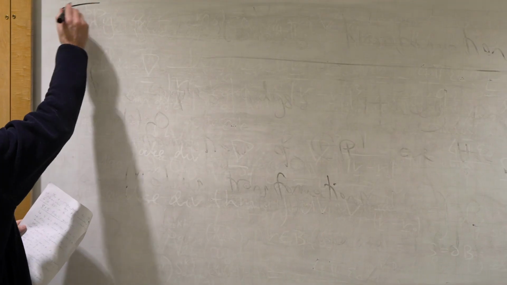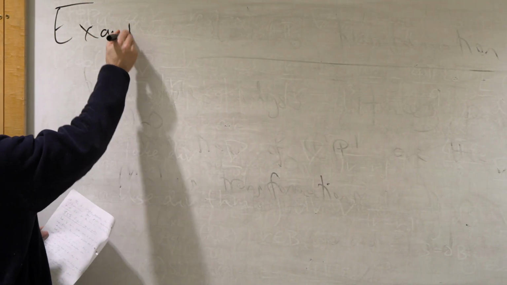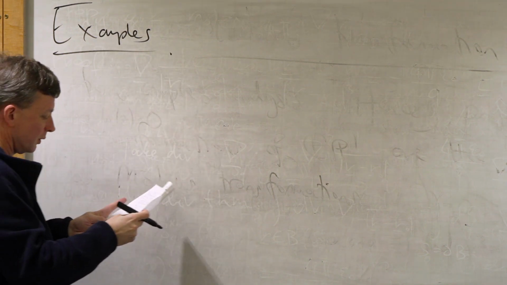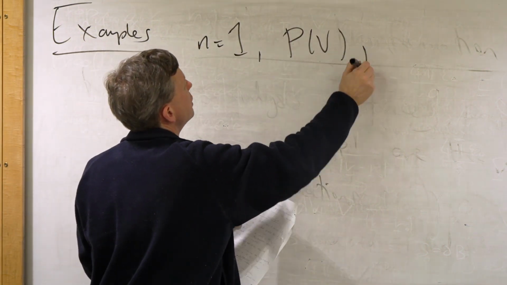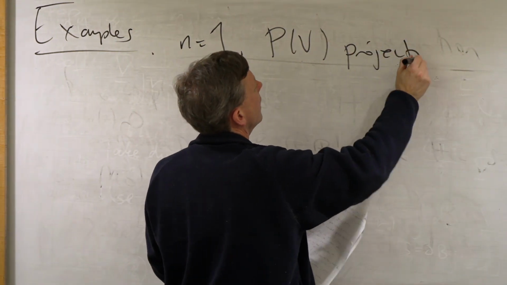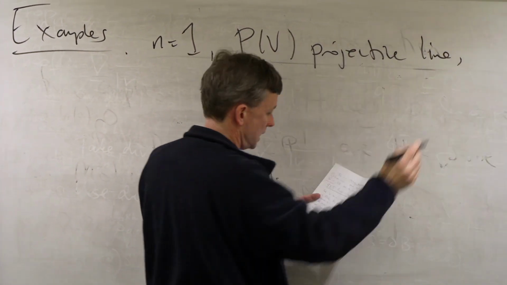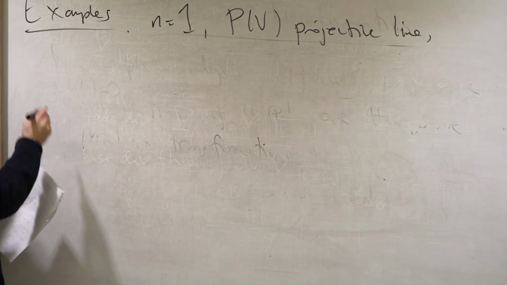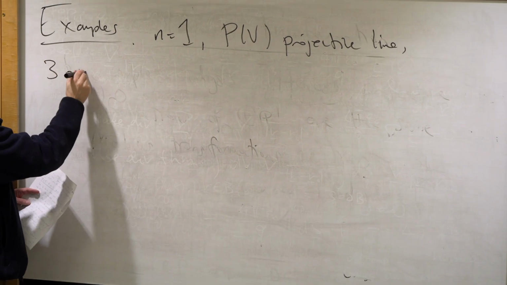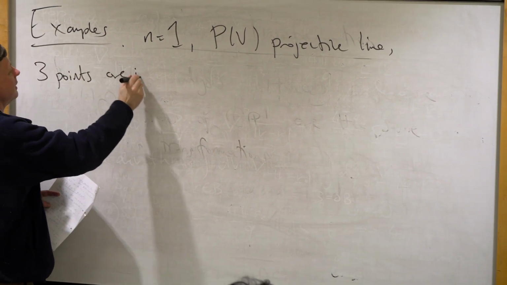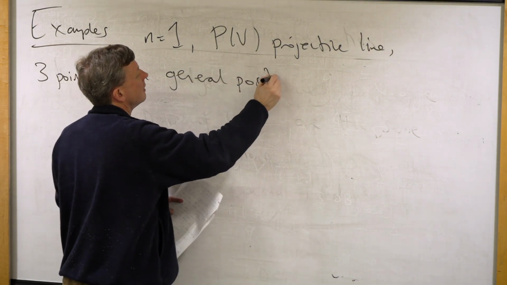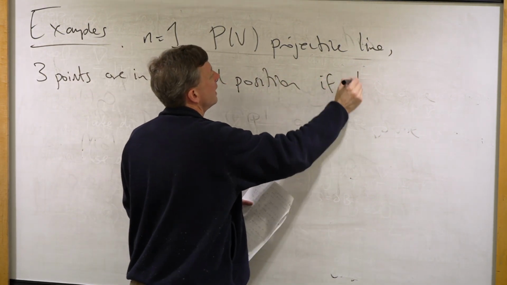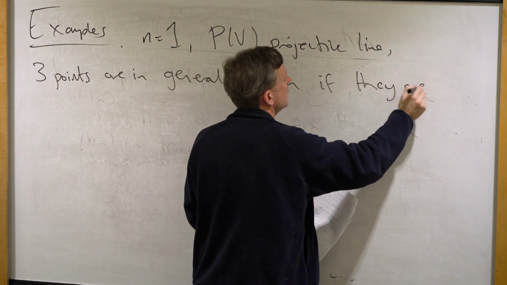So just as examples, if n equals 1, and P of V is a projective line, then 3 points are in general position if they are distinct.